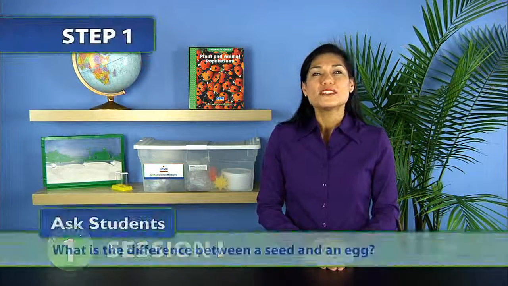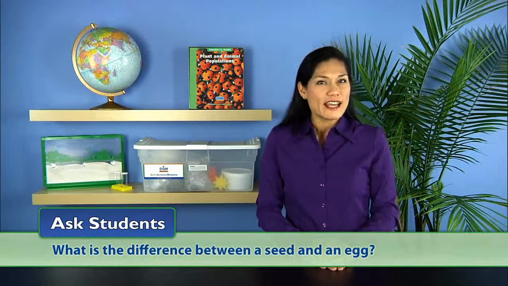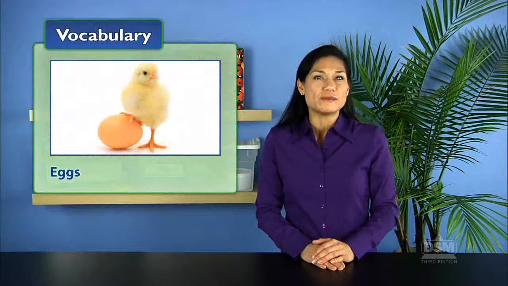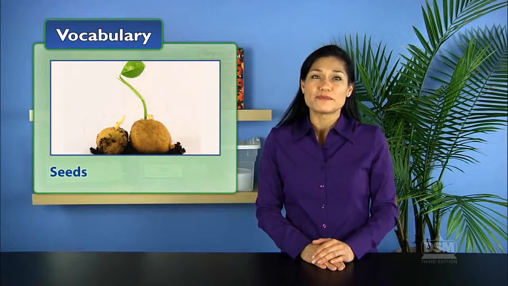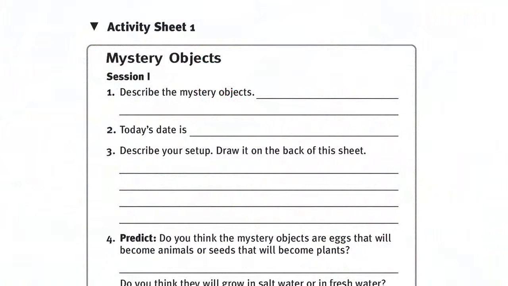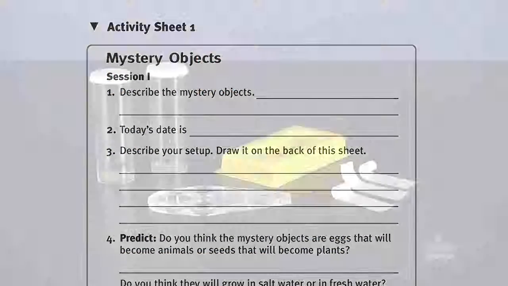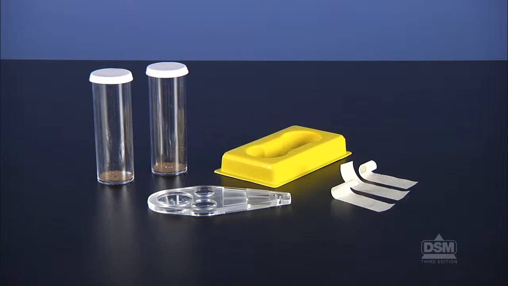To begin Session 1, ask students, what is the difference between a seed and an egg? Most students will say that eggs grow into animals, while seeds grow into plants. Then inform the class that you will be giving them some mystery objects, and they will try to discover whether these mystery objects are seeds or eggs. Give a copy of Activity Sheet 1 to each student. Distribute the materials to each team.